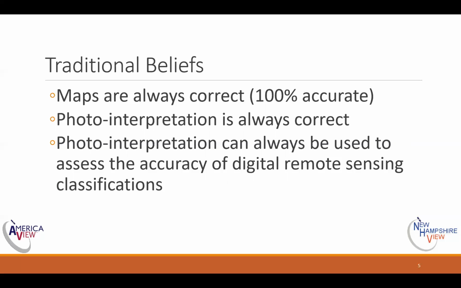Also, we sometimes hear that photo interpretation is 100% correct, and that's absolutely not true either. We didn't do a lot of accuracy assessment of photo interpretation early on, but I think we're doing more of that these days. So photo interpretation is not always 100% correct. And photo interpretation can always be used to assess the accuracy of digital remote sensing classifications. Again, we just talked about that a little bit. No, that's not 100% true.